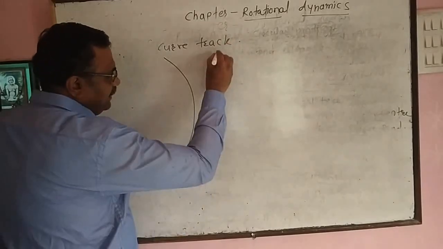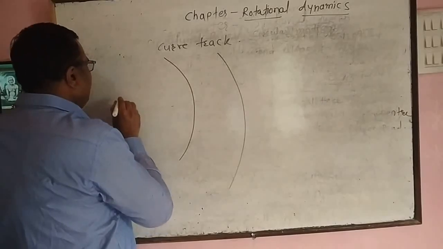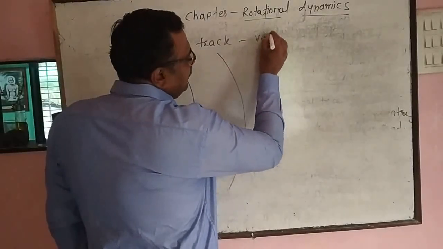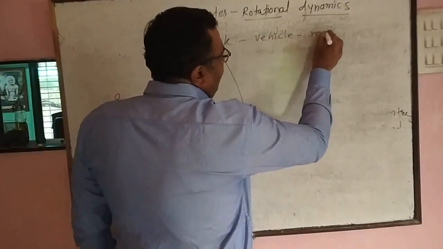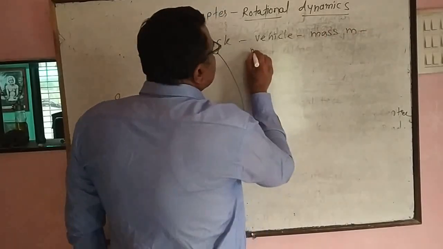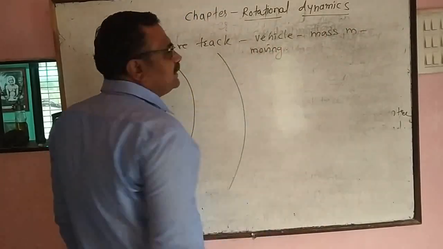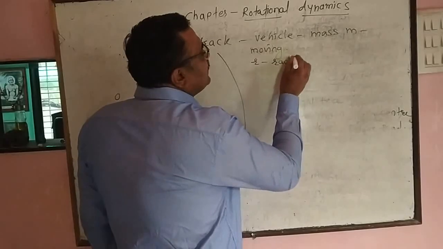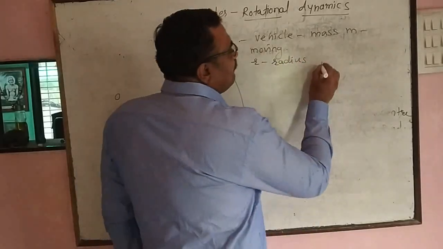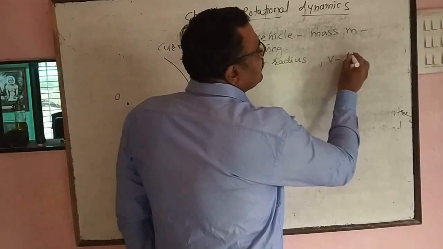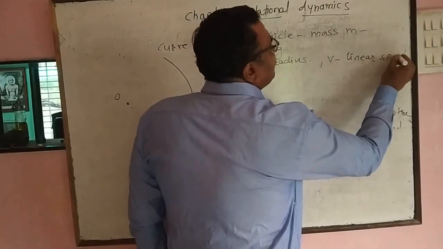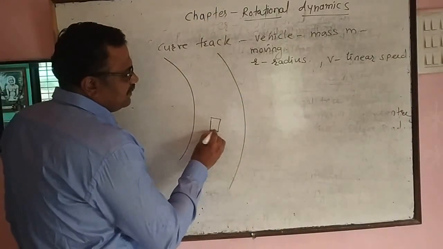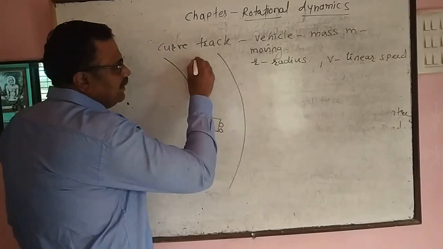This is the circular track, and suppose this is the imaginary center of the circular track. Now let us consider a vehicle of mass m moving along the track. Suppose r is the radius of the circular track, and the vehicle is moving with velocity v. This is the vehicle, and it is moving along a track.